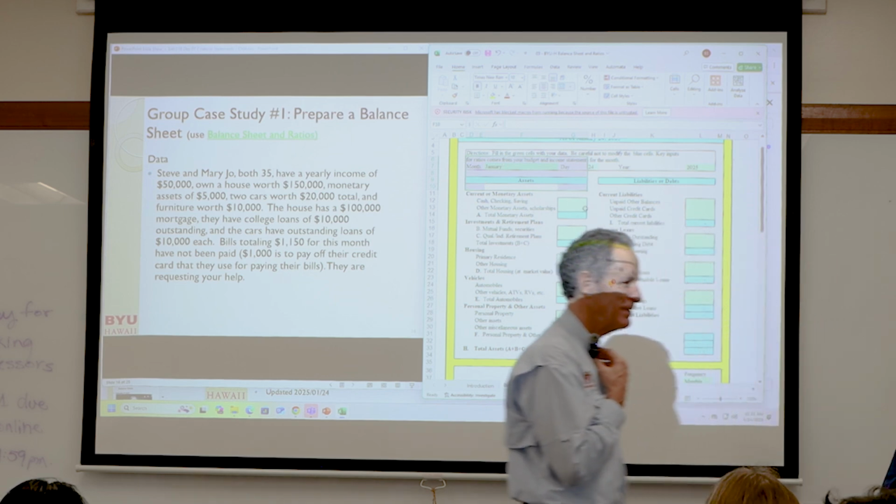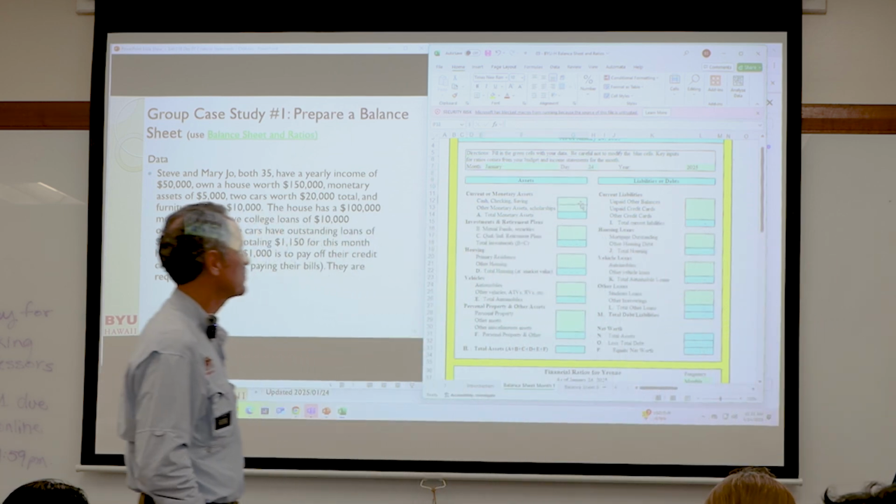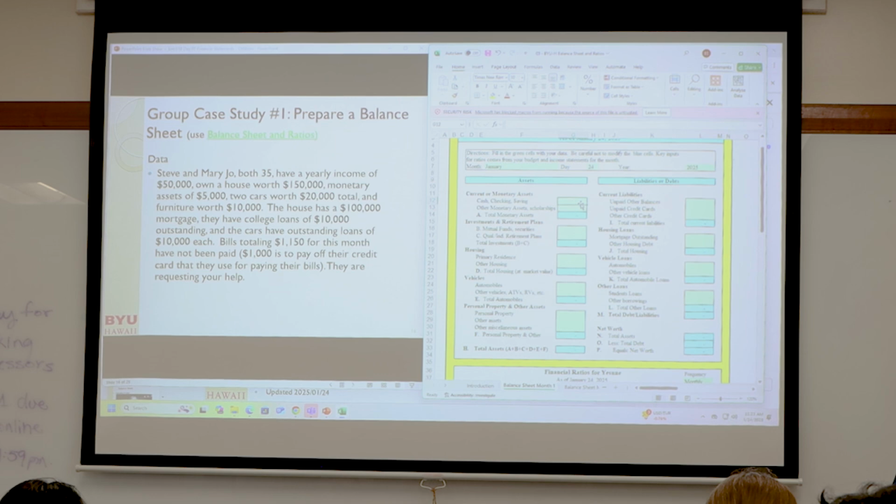They have a yearly income of $50,000, and we're actually going to do this problem. They don't put their income here because that's not an asset or a liability. If there's no place on it for income, then you know that's not something you put here. But where do you put income? On your income statement, and it's also on your budget.